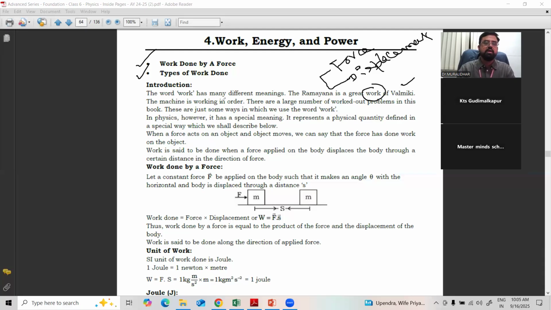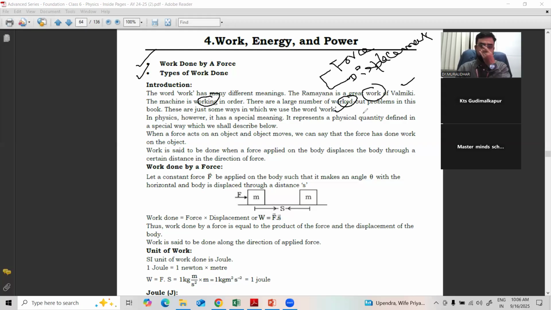The machine is working in order. It is also work. When a machine is working properly, we can say it is in order, or it is having some problem. There are a large number of worked out problems in this book. Worked out problems, so many problems are solved. Here also the word work comes. These are just some ways to use the word work.